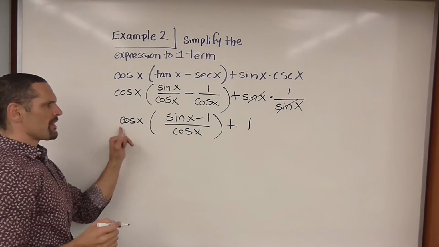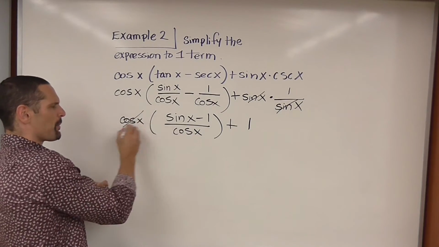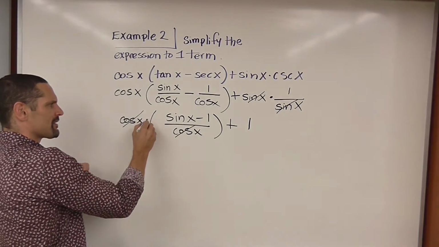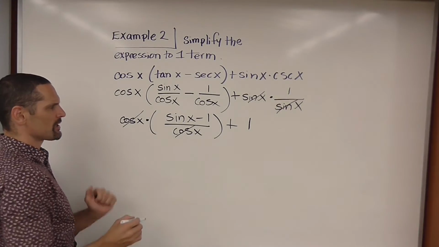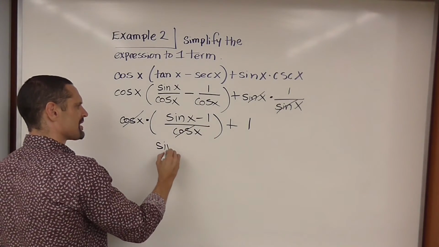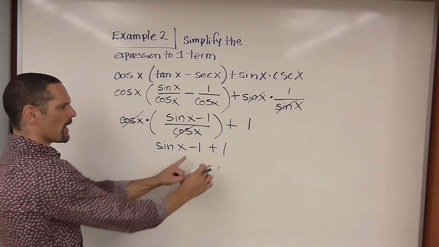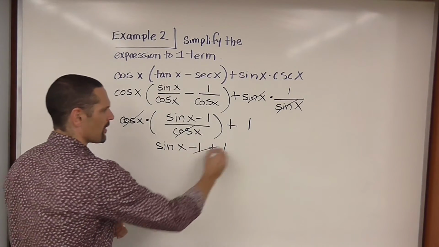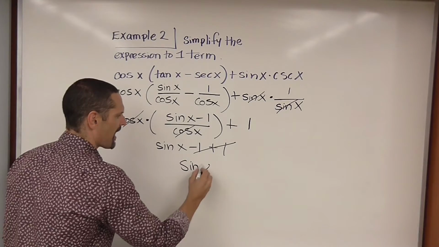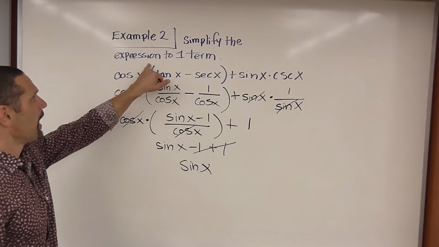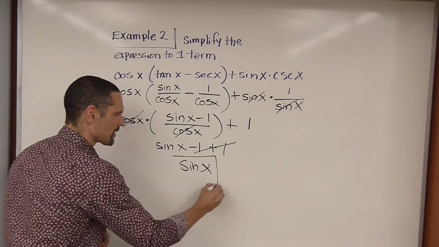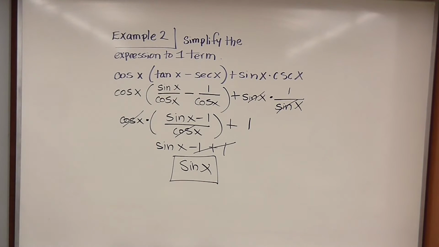When we multiply this by this, the denominators also cancel because we can cancel across this multiplication. And we're left with sine x minus 1 plus 1. The plus 1 comes from there. Well, minus 1 plus 1 goes to 0 and we're left with sine x. So we've accomplished the mission of writing the expression in one term. There it is, sine x.